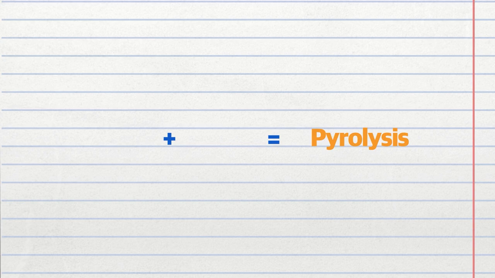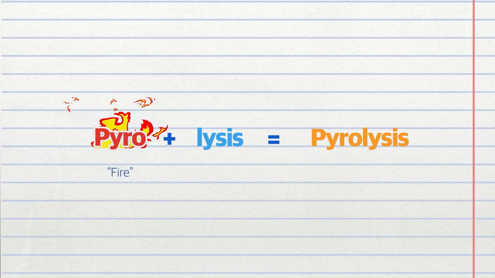Pyrolysis. Pyrolysis is coined from Greek-derived elements pyro and lysis. Pyro means fire, and lysis means separating. So literally speaking, pyrolysis means separation by fire.